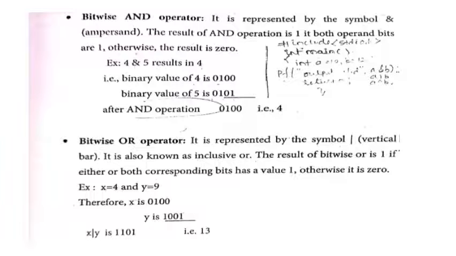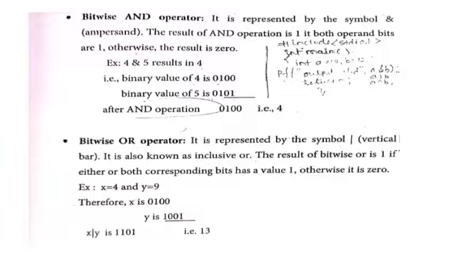Then the bitwise AND operator. It is represented by the symbol ampersand. The result of the AND operation is 1 if both operand bits are 1. Otherwise, the result is 0, as we know from the AND gate. Example: 4 and 5 results in 4. The binary value of 4 is 0 1 0 0, and the binary value of 5 is 0 1 0 1.